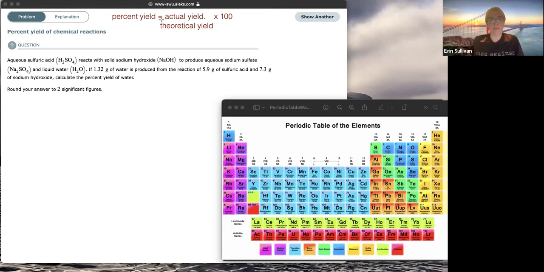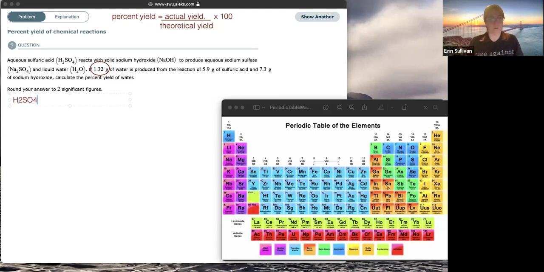Now, ALEKS is going to be really fun about this, and it will give you your actual yield in the question. So whenever it says, oh, I've made this amount of stuff, you can identify that as your actual yield. So in that case, it's going to be this, the actual amount of product you get. But we're going to have to calculate the theoretical yield ourselves. So we've got to do another limiting reactant problem, a limiting reactant problem in surprise. So to do that, we have to have a balanced chemical equation to start with.